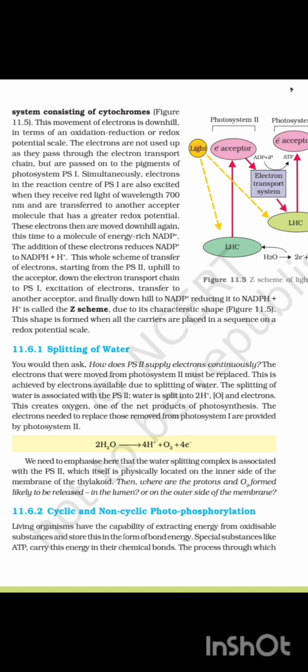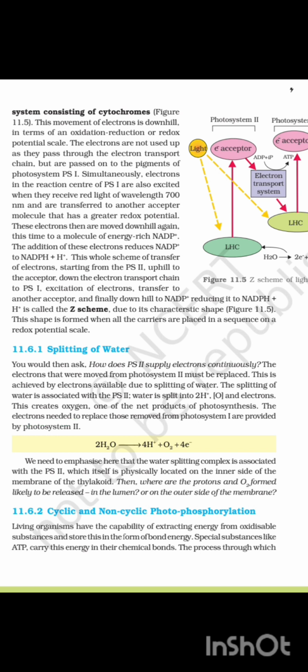11.6.1 Splitting of water. You would then ask, how does PS II supply electrons continuously? The electrons that were moved from photosystem II must be replaced. This is achieved by electrons available due to splitting of water. The splitting of water is associated with PS II. Water is split into 2H positive and electrons. This creates oxygen, one of the net products of photosynthesis.